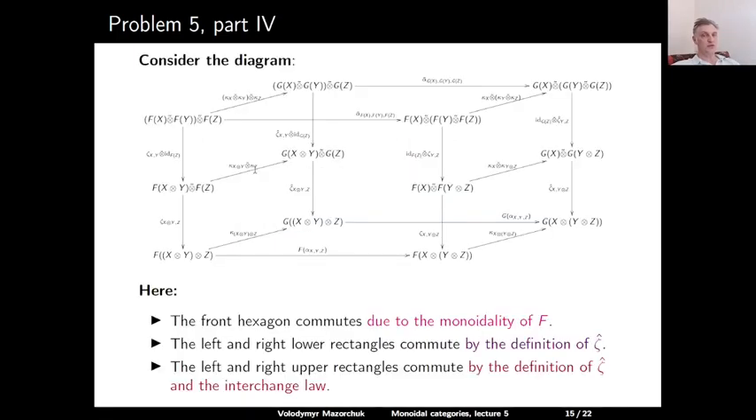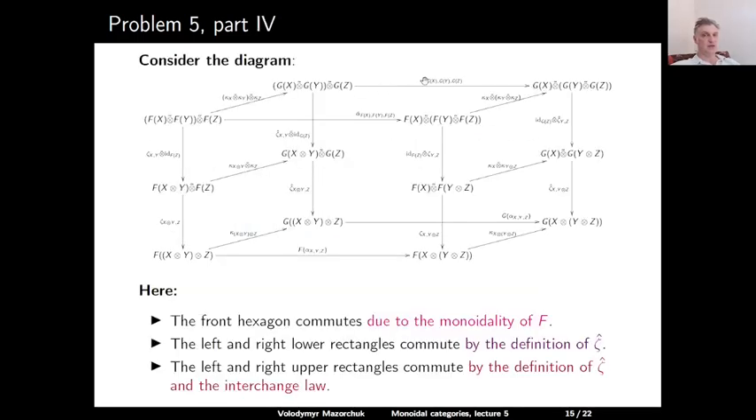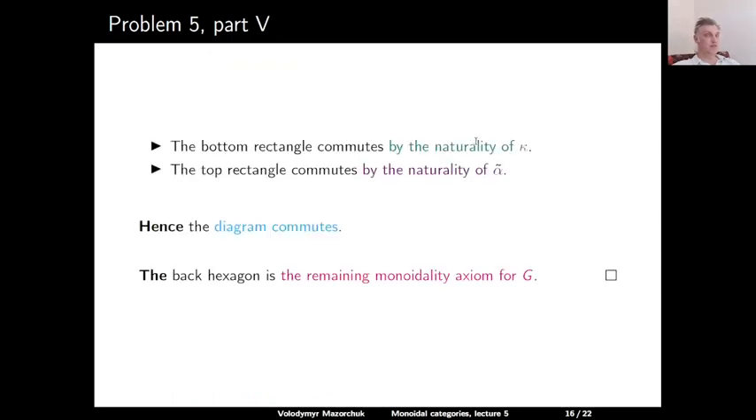Now the bottom rectangle commutes by the naturality of kappa. So we have kappa here, G of something and F of something. So here is a naturality of kappa. And the top rectangle, it commutes by the naturality of alpha tilde. We have alpha tilde here, and then different bracketing of the same things on the sides. So the whole diagram commutes, and then the bottom hexagon in this diagram is exactly the corresponding monoidality axiom for G. So this checks everything and completes the proof.